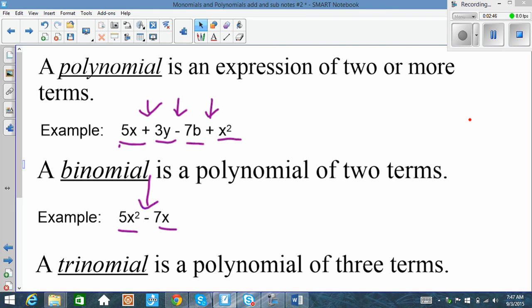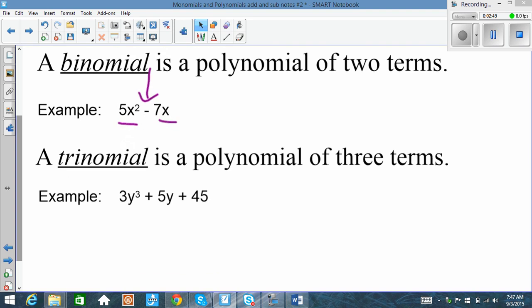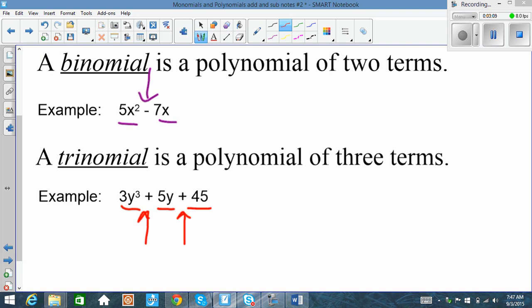A trinomial is a polynomial of 3 terms. So again, when you look at the polynomial there, in this case a trinomial, you see the 3 separate terms of 3y cubed plus 5y plus 45. Again, the plus and minus is there to separate the terms. Again, if you need to pause the video, make sure you do so before the next slide comes up.